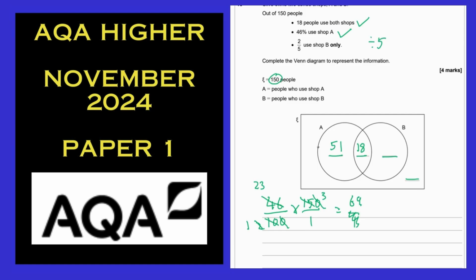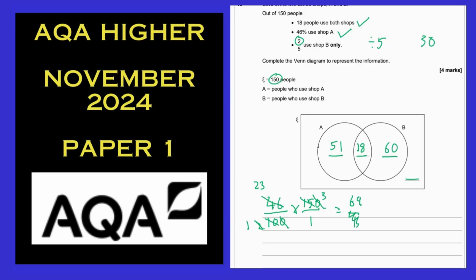150, we can do a bit of mental arithmetic here. If we divide by 5, we get 30. We want 2/5, not 1/5. 2/5 means we double it. 60 people, in they go. You're up to 3 marks.